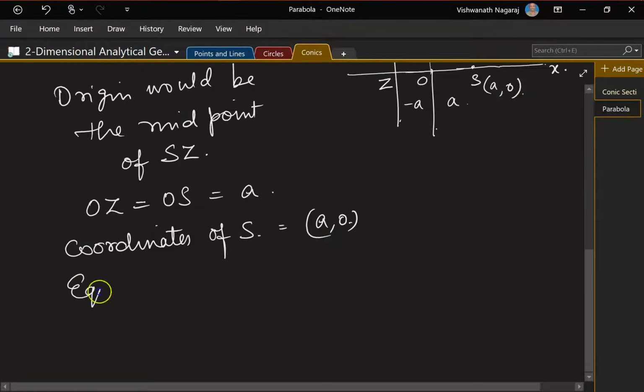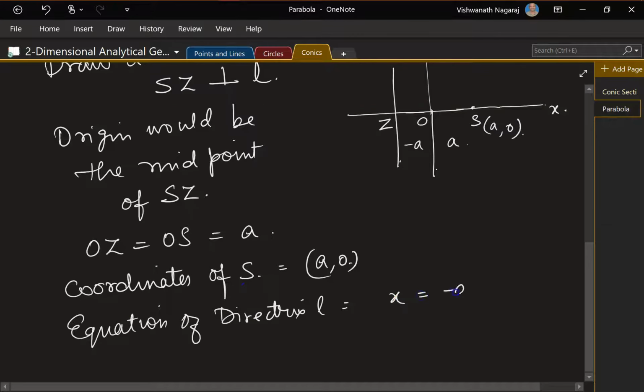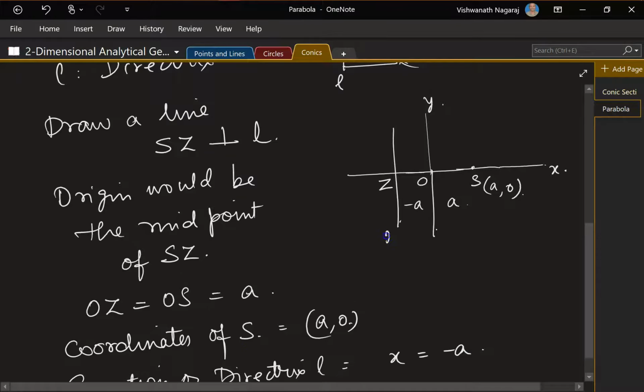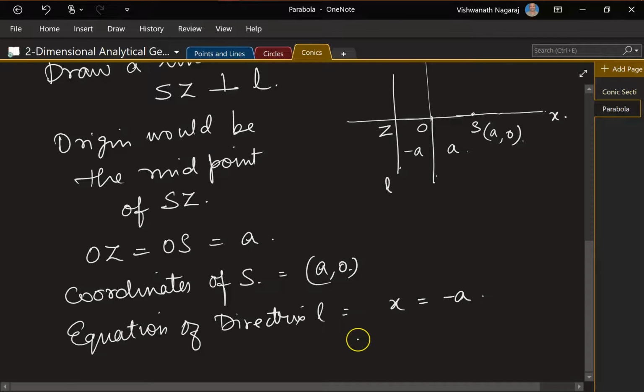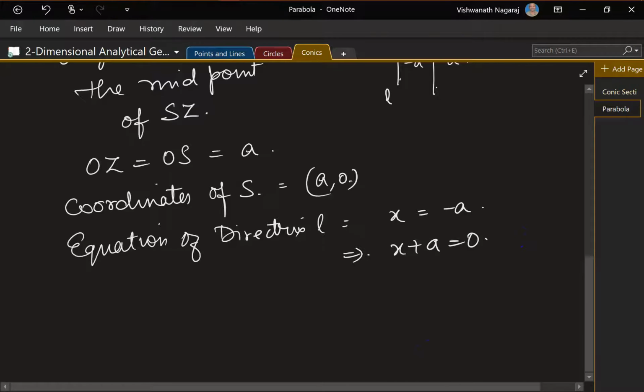And the equation of the directrix L would be what? X is equal to minus A. X equal to minus A means X plus A equal to 0. So that would be the equation of the directrix.